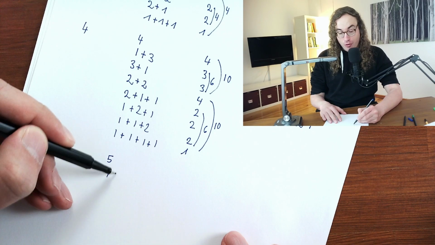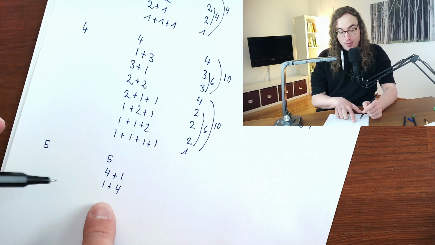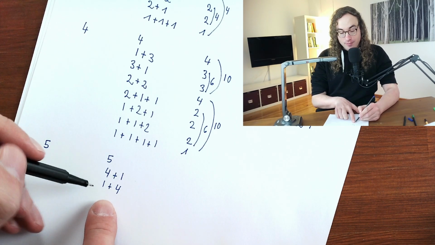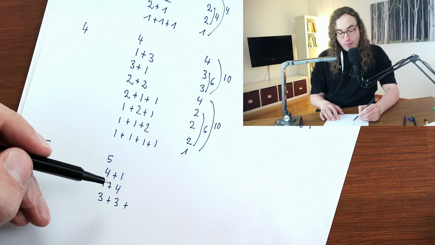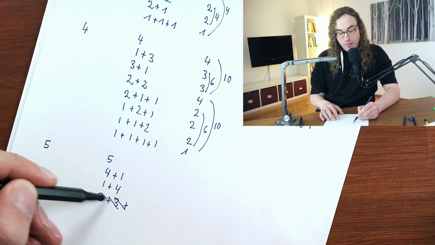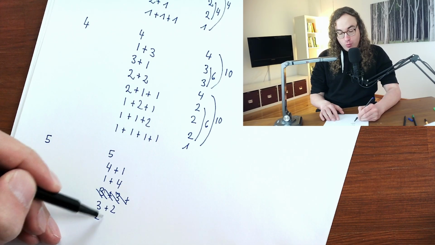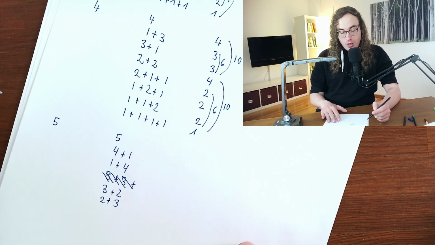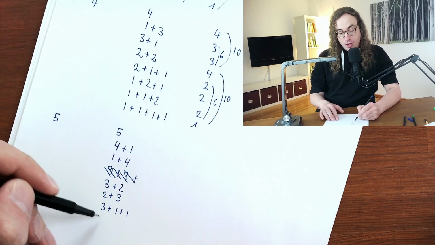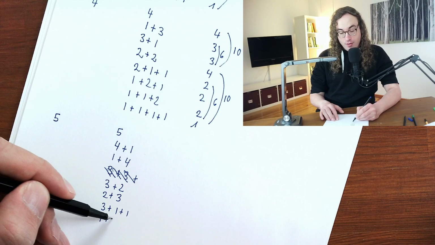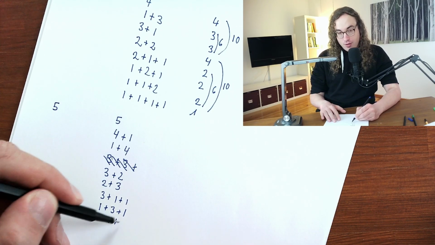Okay, I could write 4 plus 1 or 1 plus 4. Now let's get 3's involved. So I could write it as 3 plus 3 plus... no, that's already too much. That doesn't work. I can write it as 3 plus 2 and 2 plus 3. And as 3 plus 1 plus 1 and 1 plus 3 plus 1 and 1 plus 1 plus 3.